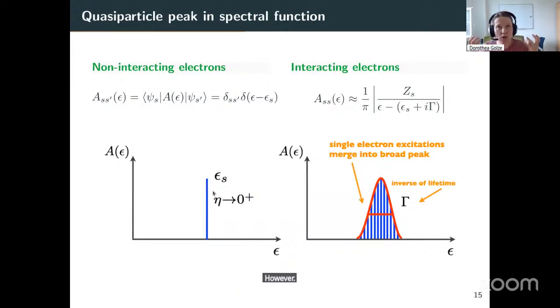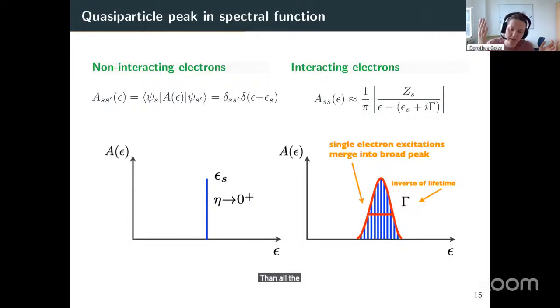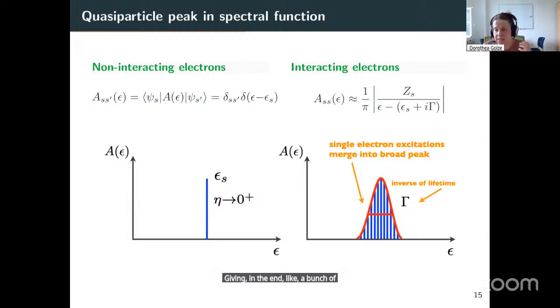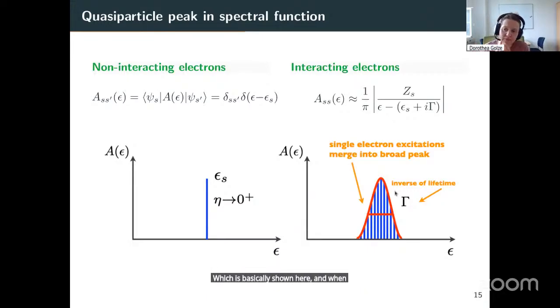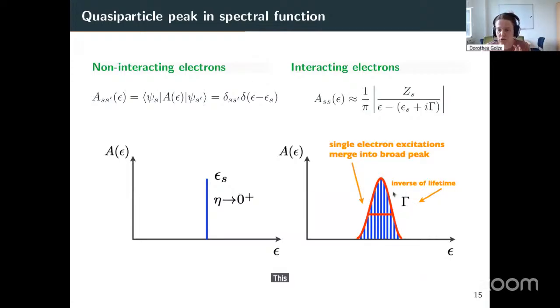However, if I go to interacting systems, my ground state is not described by a single Slater determinant, but by many. I have a reference determinant, then adding the singly, doubly, triply occupied determinants, and our annihilation operator is acting on all of them, giving in the end a bunch of electron removal energies, the contributions from all the different determinants, which is shown here. And when those merge together in one broad peak, this is what we call the quasi-particle. This peak has a certain width, so it is also connected with a certain lifetime.